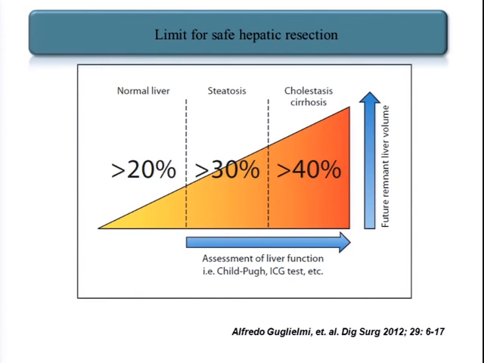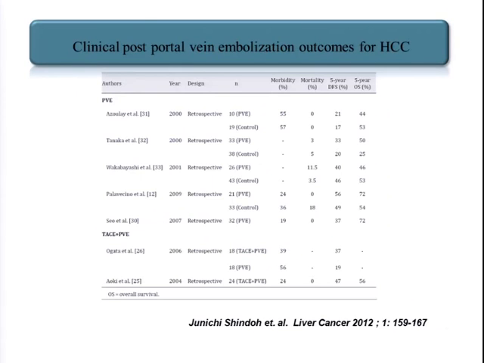Usually, if we keep 20% of a normal liver after the surgery, it is good for normal function. In a steatotic liver, 30%. And in a cirrhotic liver, if you keep over 40%, it is safer for us to get good hepatic function. If it is impossible to get this volume, we have to do portal vein embolization before the surgery.